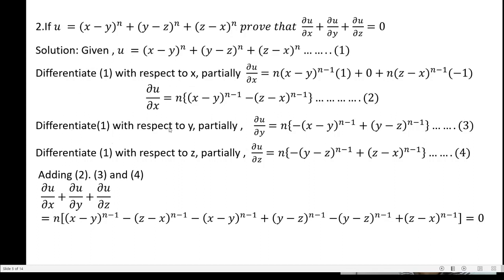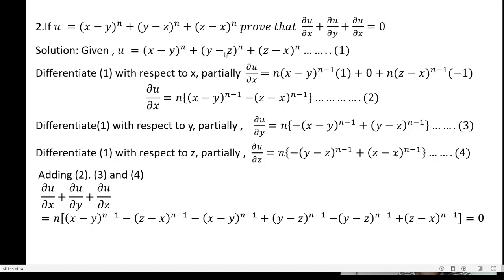Differentiate this equation 1 with respect to y partially. We have del u by del y is equal to, with respect to y, in these three terms, these two terms have the y term. Here there is no y term, therefore this differentiation is 0. So I write, look here directly, n into (x minus y) to the power of n minus 1 into, what we have, minus 1.